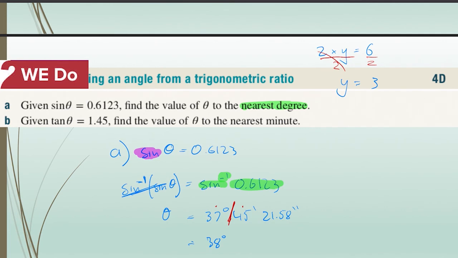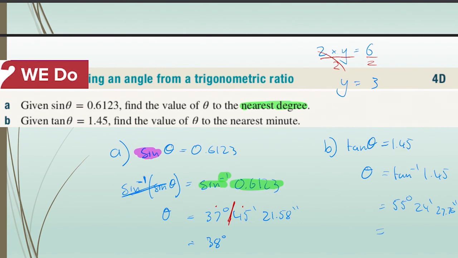All right, you can have a go at the second example without me if you'd like. I'm about to go through it now though. The same process, we've got tan theta equals 1.45. We're going to say theta equals tan to the minus 1 of 1.45. We're going to put that into our calculator, press the degrees, minutes, seconds button, and we end up with this as our answer. 55 degrees, 24 minutes, 27.76 seconds.